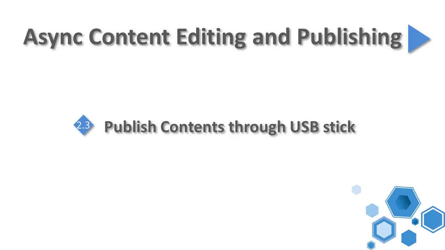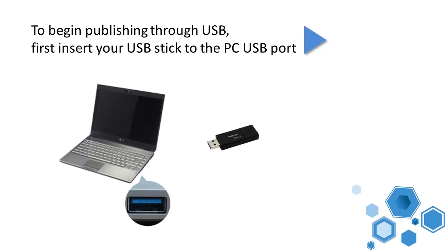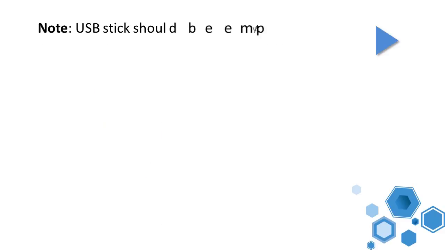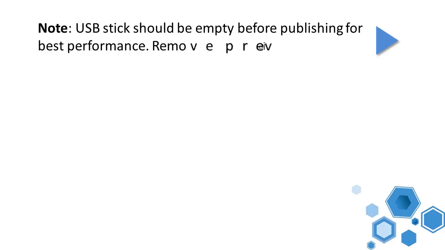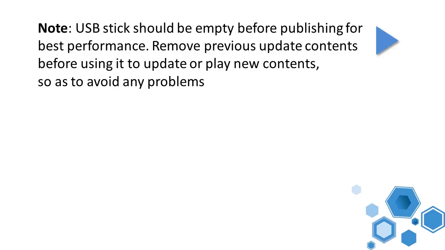The third section is publish content through USB stick. To begin publishing through USB, first insert your USB stick into the PC USB port. Please note that the USB stick should be empty before publishing for best performance. Remove previous update contents before using it to update or play new contents, so as to avoid any problems.